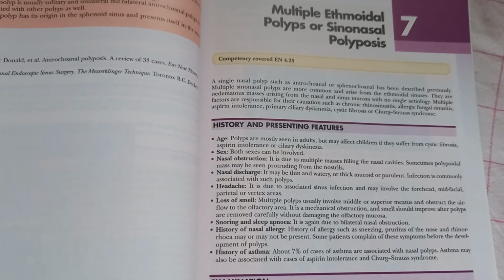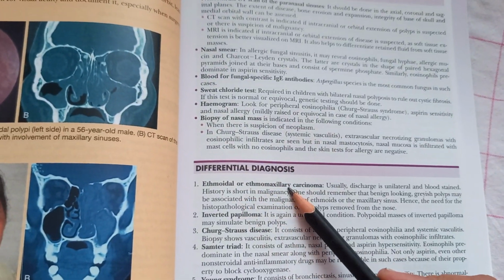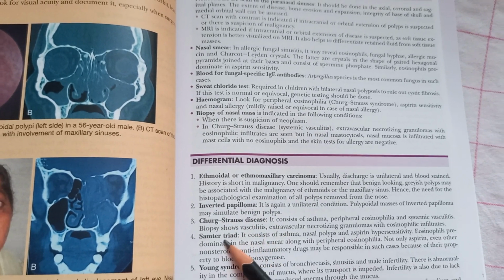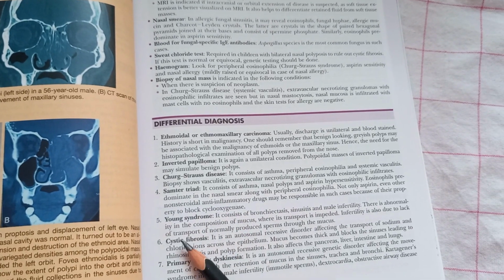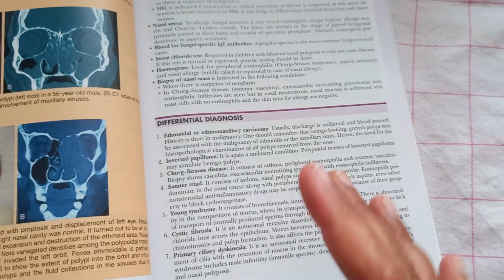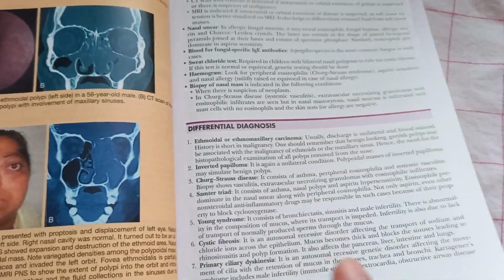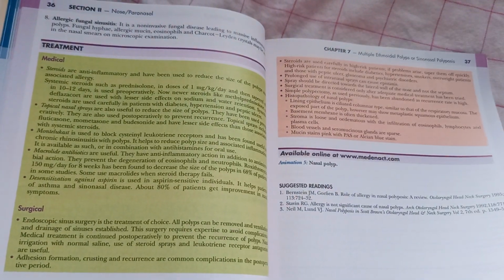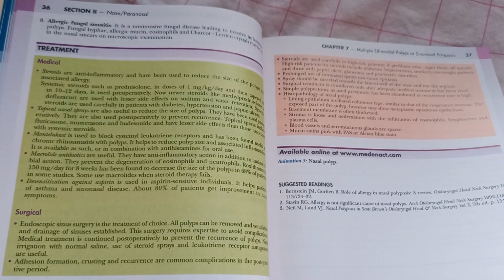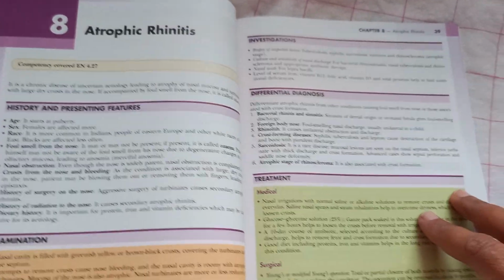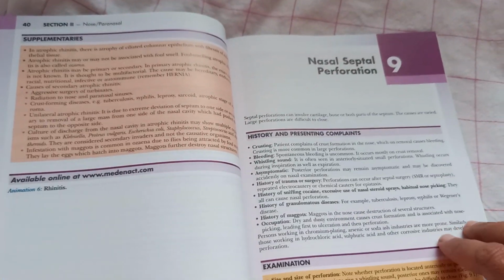Then look at this. For polyps, what are the differentials, people, that they have given here? Ethmoidal carcinoma, it can be papilloma, it can be Churg-Strauss disease, Samter triad, Young syndrome, cystic fibrosis, primary ciliary dyskinesia. Is it sounding undergraduate level? Treatment, steroids, etc. Montelukast, antihistamines, right? Leukotriene receptor blocking. So all this you can learn from this book.